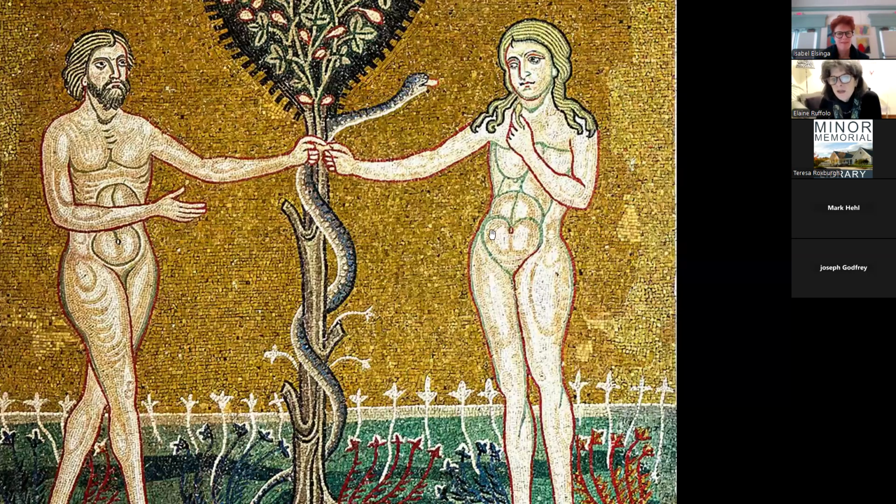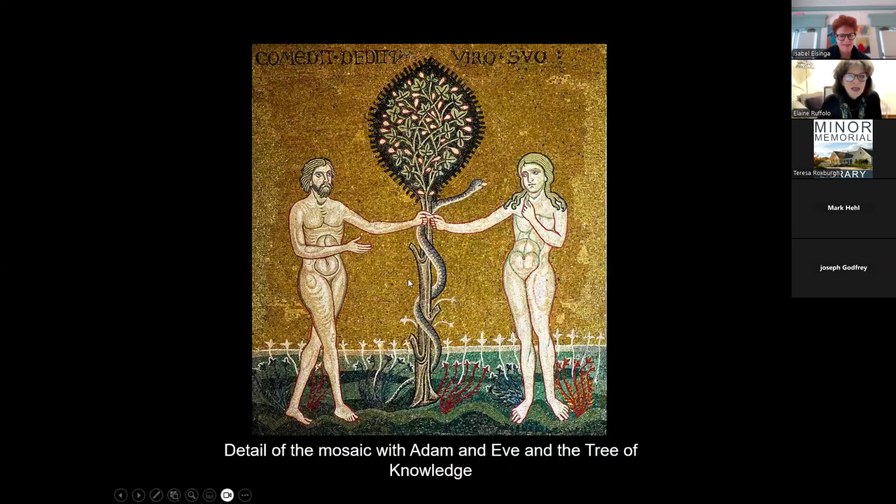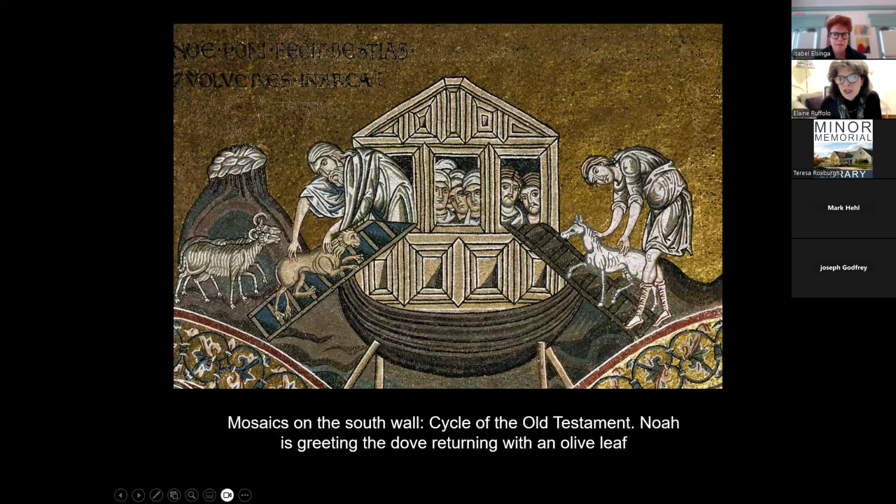Look at how Eve's tummy is a little bit puffier than Adam's. He looks more muscular. He's darker colored. She's more elegant. And that's all told through mosaic, or the building of the ark, with the animals going in two by two. And there is Noah's family peeking out underneath the ark.